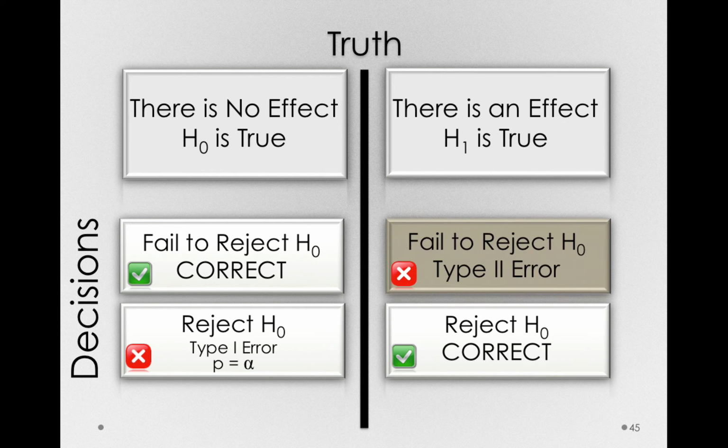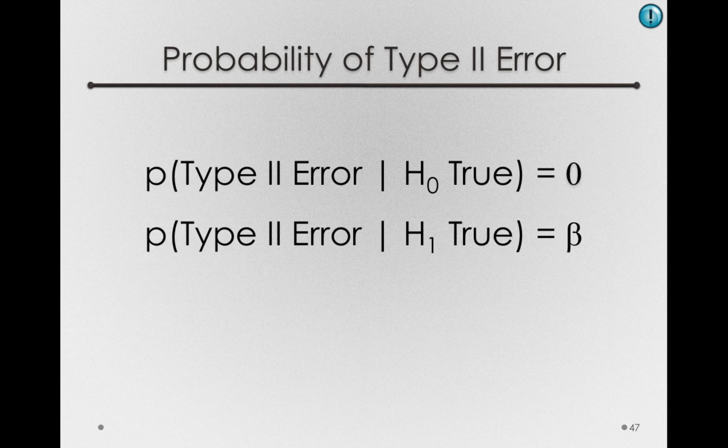Now what about a type 2 error? Well, I already told you this was called a beta error, so you might guess that the probability is beta. And just like we saw before, the probability of a type 2 error is conditional on the state of the world. There's no probability of making a type 2 error, a miss, if the null hypothesis is true. But if the null hypothesis is false, that is, the alternative hypothesis is true, the probability we make a type 2 error is equal to beta.